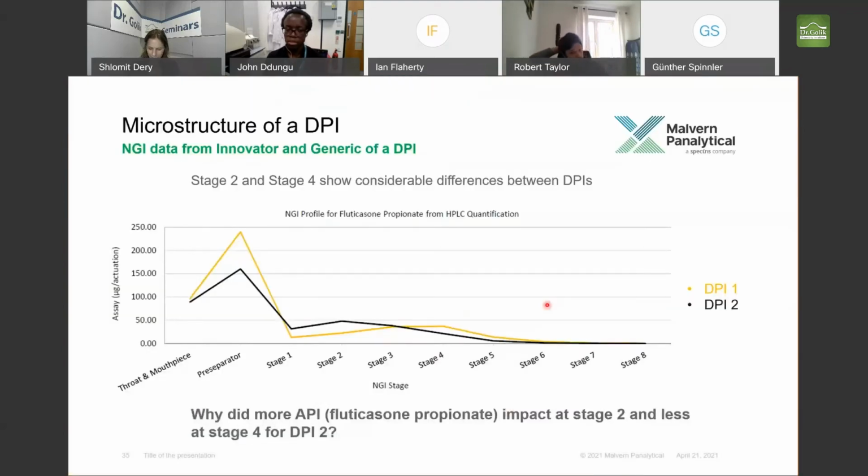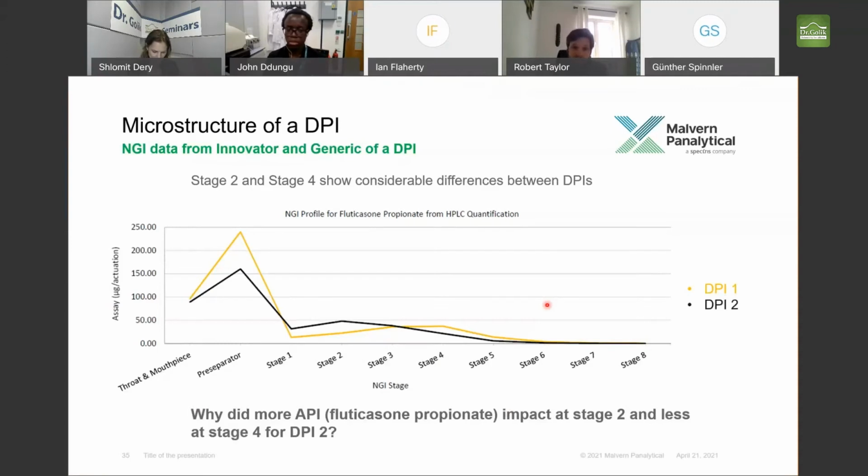Right, so here is the output from an NGI test. It's basically quantifying how much drug is deposited at each of the stages in the NGI using LC, liquid chromatography.